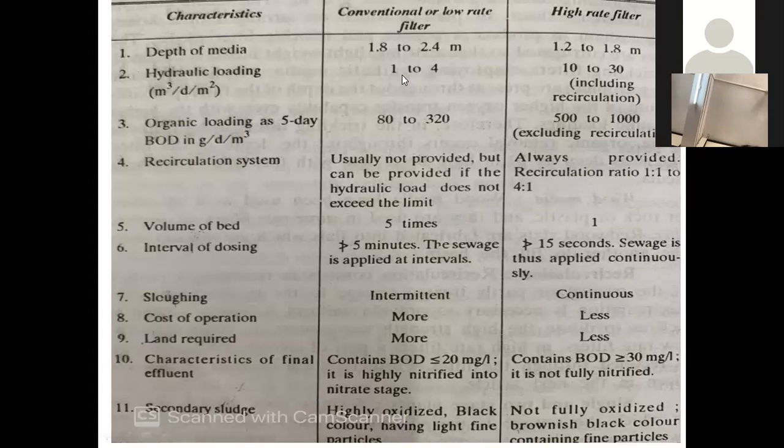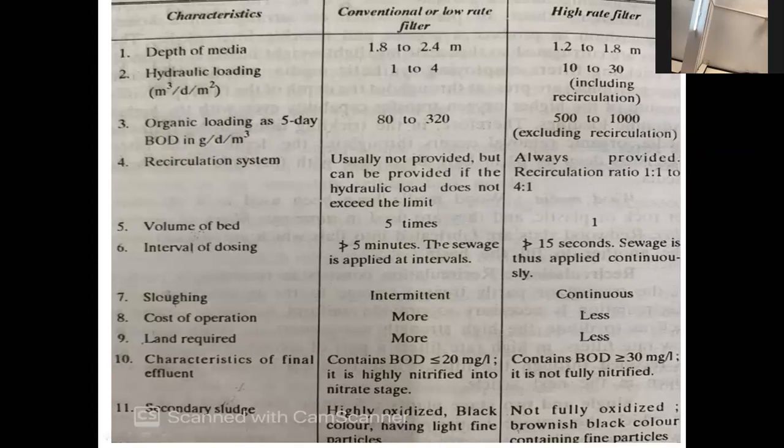Okay, now hydraulic loading rate for the sewage, for the low rate trickling filter is 1 to 4 meter cube per day per meter square. Whereas for the high rate trickling filter, it will be in the range of 10 to 30 meter cube per day per meter square, including the recirculation quantity. Here we are considering the recirculation quantity. Why we have not considered recirculation quantity in a low rate trickling filter, I am going to explain further in one of the points.